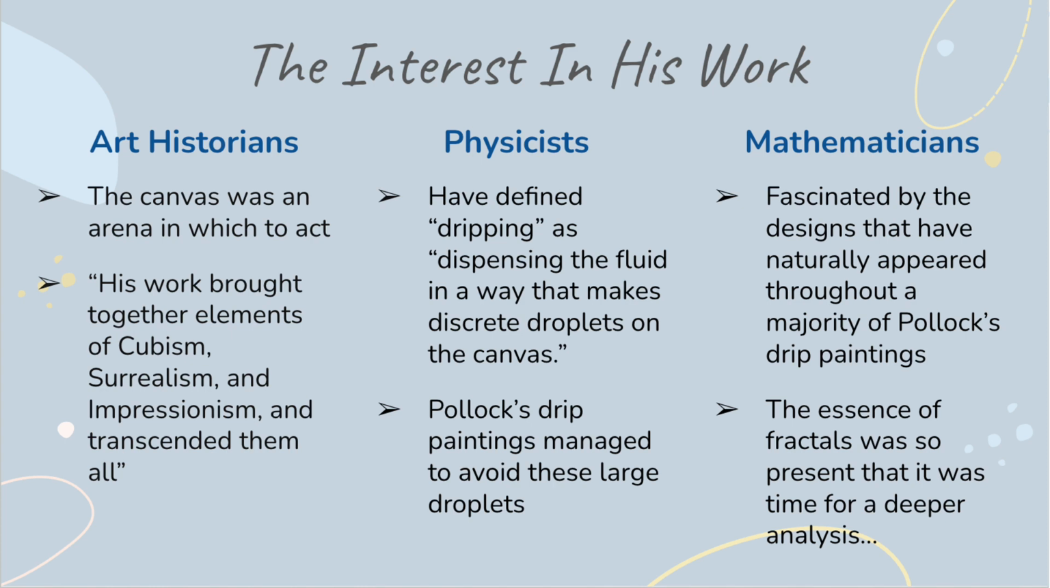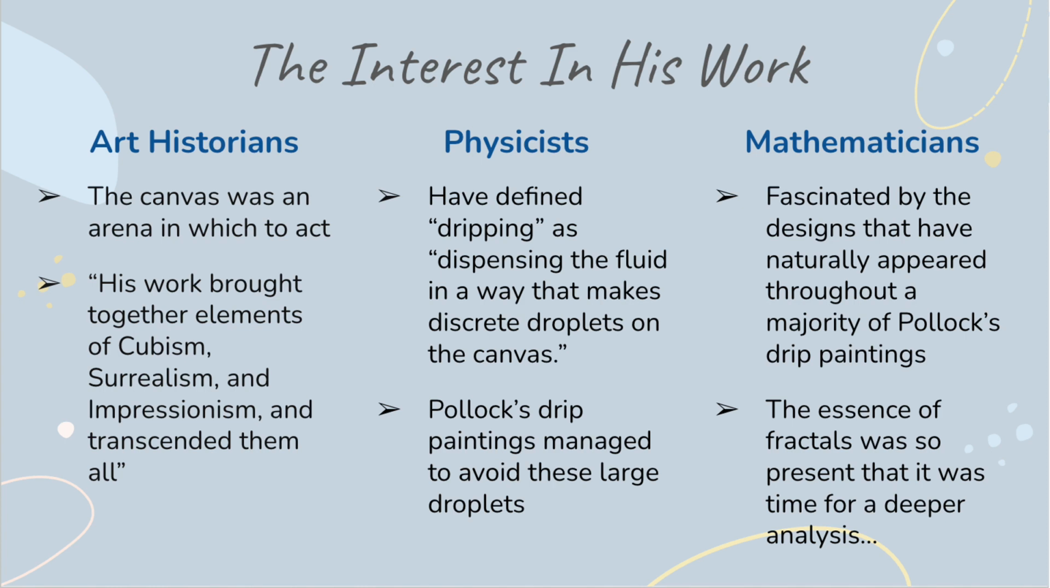He was also a pioneer of the expressionist movement because his work helped define the genre. He showed artists that they could express their emotions through their artwork and thus create pieces that were more emotionally charged. Physicists were fascinated by his work because to create his famous drip paintings, Pollock would pour paint straight from a can or along a stick onto the canvas as it lay flat on the floor.